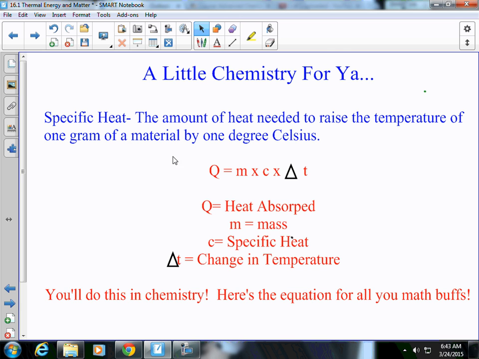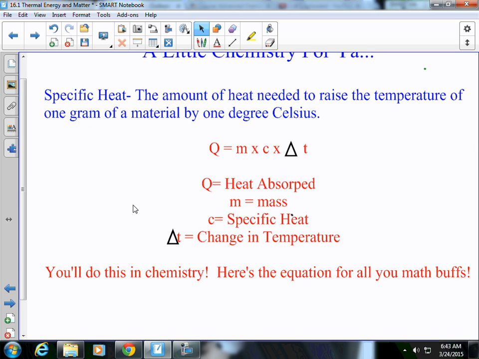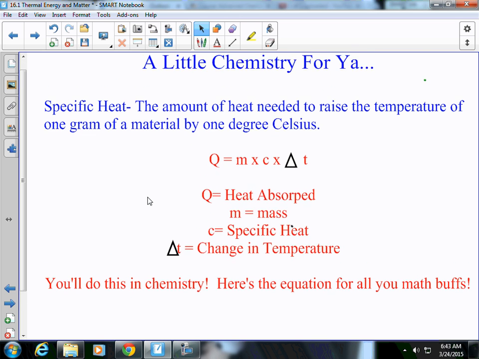So, here's a little chemistry for y'all. How do we measure this heat? All right. Here's our equation. Q, specific heat. Q is equal to M times C times change in T. Q equals the heat absorbed. Now, heat is energy, and what was our unit for energy? Our unit for energy was joules. So again, our unit is joules.